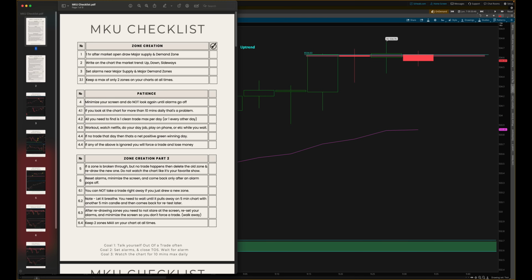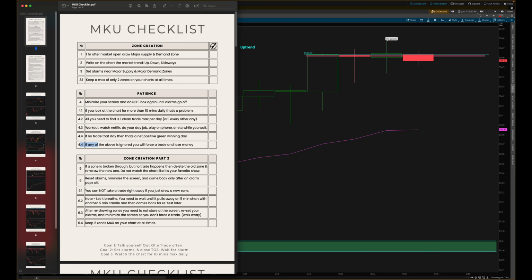So 4.4. This is more of a psychology piece, but I think it's the most important component when it comes to trading. If no trade has happened that day, then technically that's a net positive, green, winning day. I'll say that again. If you made absolutely no money because you had the fear in your eyes of actually doing a trade because nothing literally set up for you, or you followed the strategy and nothing came to you, and a day went by, you didn't make a single trade, you're net positive because you didn't lose any money. That's a win. Keep that in mind. We'll go over that again later.